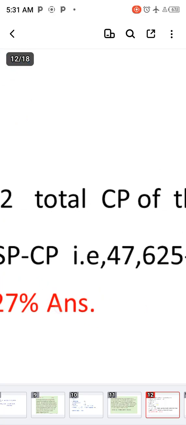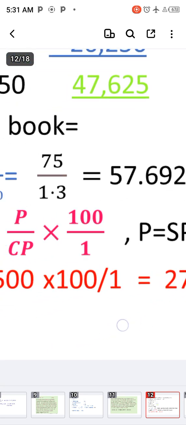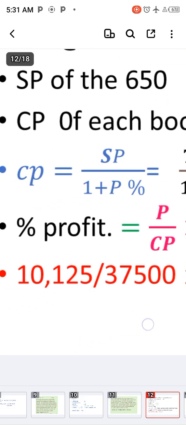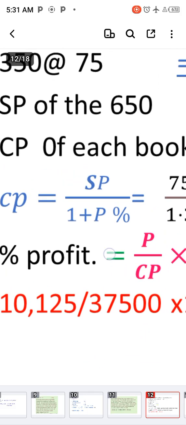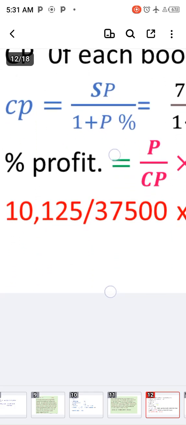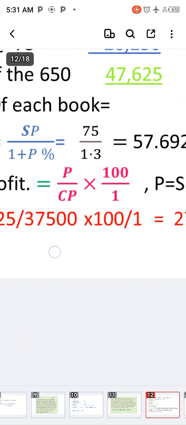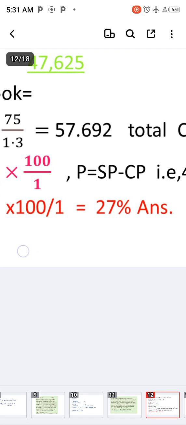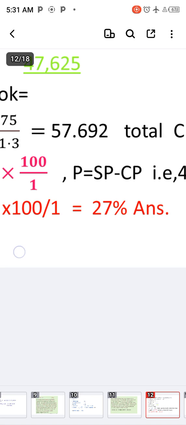So, what we do here is to express the profit over the cost price, which is 10,125 over the cost price. The cost price is 37,500. That's times 100 over 1, which eventually gives us 27%, and 27% is the correct answer.